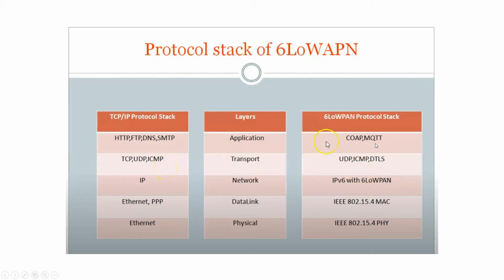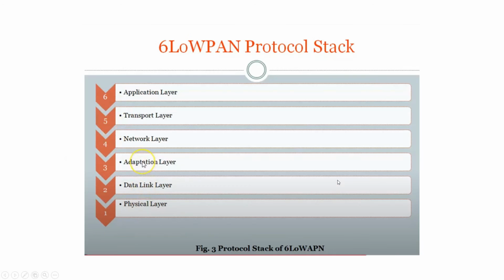Then MQTT, Message Queuing Telemetry Transport. In the case of IoT, we are in need of MQTT. Fine. It is almost similar; the only thing we should know is what modification is done in the network layer. It consists of the physical layer, data link layer, network layer, transport layer and application layer. In addition to that, between the data link layer and the network layer, it has an adaptation layer. We should know what the use of this adaptation layer is.